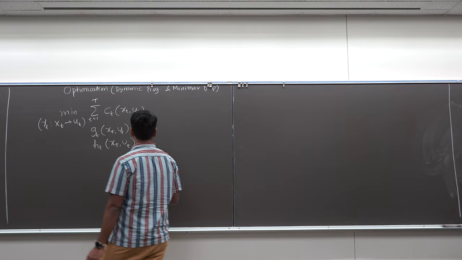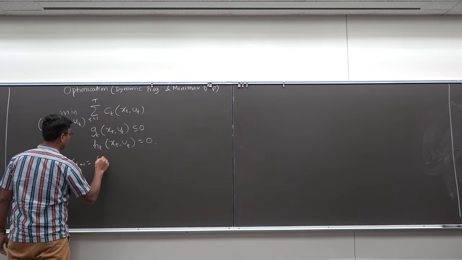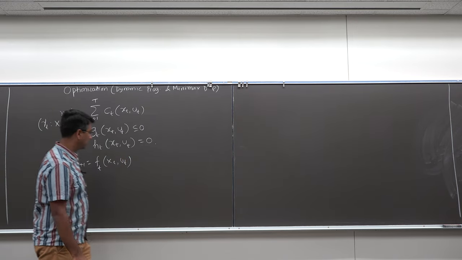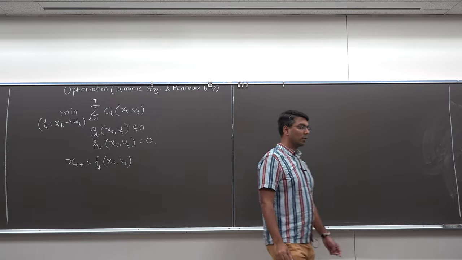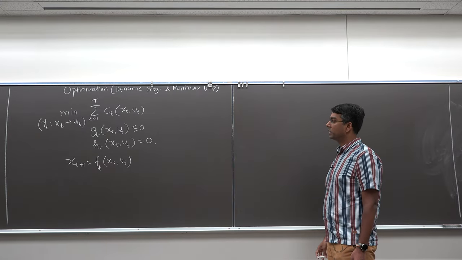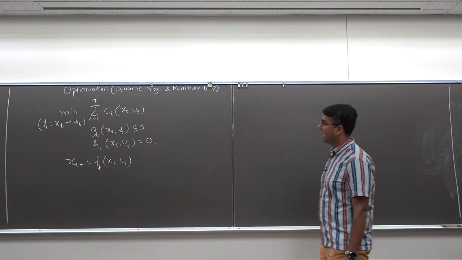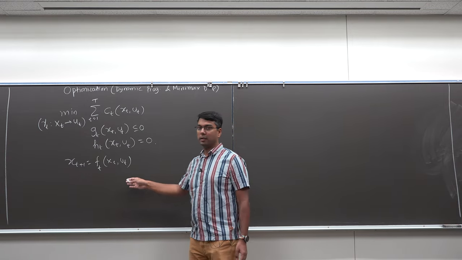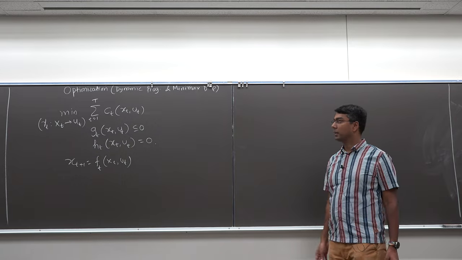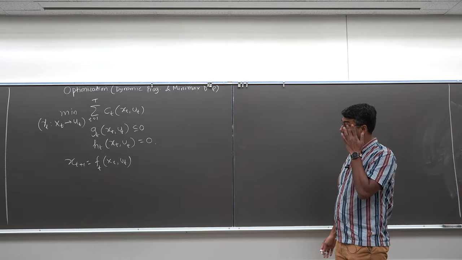Oh, and I also forgot to write, I have a dynamical system, so x_{t+1} equals f_t of x_t comma u_t. Right now, I'm not considering any disturbance. I'm assuming that there is no disturbance in the system and the state evolves in a very deterministic fashion. We'll add more disturbances and complications towards the later part of this lecture and also towards the end of September when we'll talk about stochastic systems. So right now there is no uncertainty.